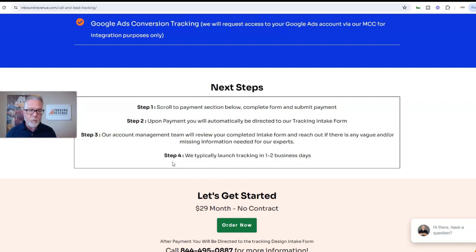I'm telling you, this is the first thing we do. We don't launch a campaign, and we've launched thousands of campaigns. We don't launch a single campaign without this information, and you're just wasting money and you're losing vital and important information.